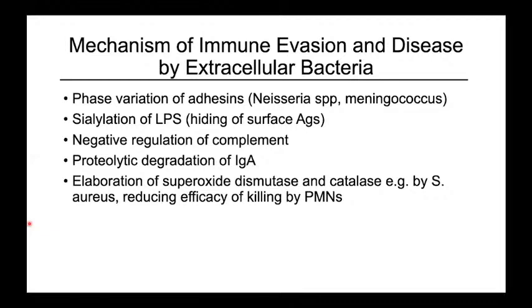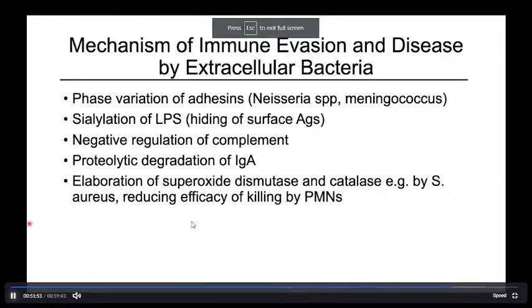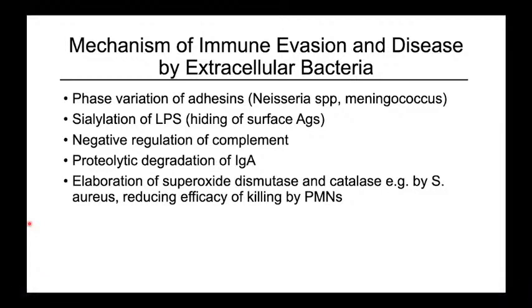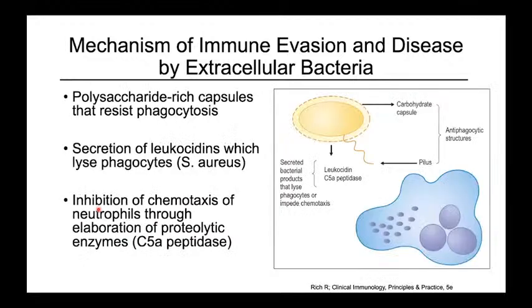Negative regulation or inhibition of complement, proteolytic degradation of IgA within the mucosal surfaces, so that it's not going to be functional. Elaboration of molecules that would actually reduce the efficacy of your enzymes and reactive oxygen intermediates within the phagocytes. For example, catalase production by Staph aureus. And that is why we'll come to see that patients who have functional phagocyte abnormalities tend to be very susceptible to infections by Staphylococcus aureus.